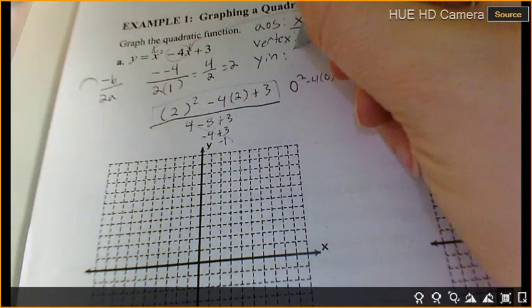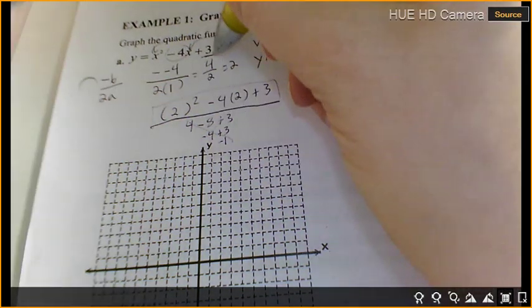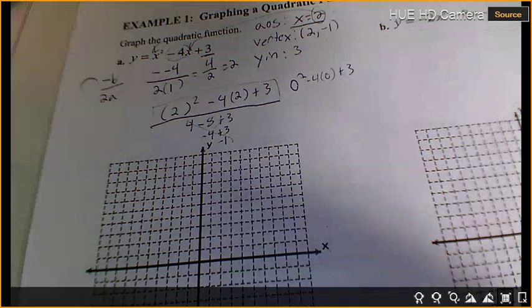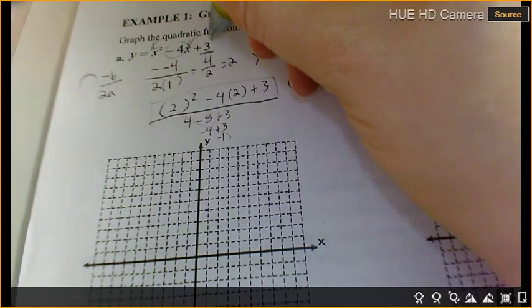Guess what? The y-intercept is always going to be this number at the end without an x by it. You're always going to plug in 0 to find it. It's this number. See this number? It's always going to be your c.